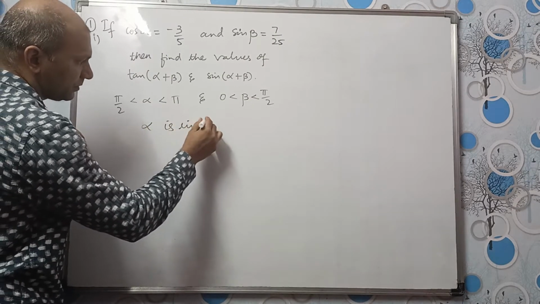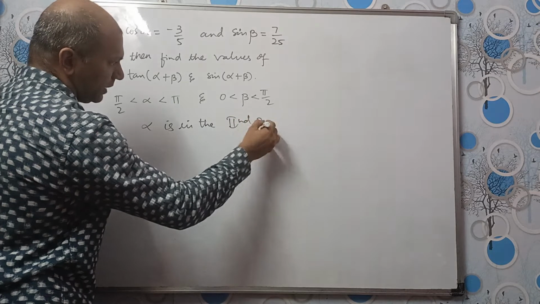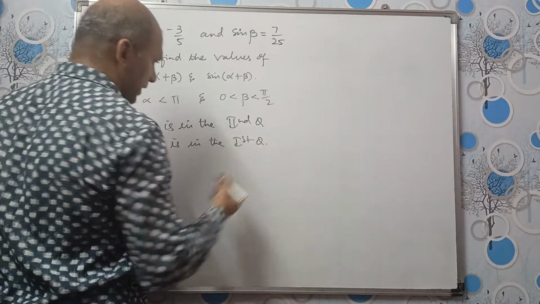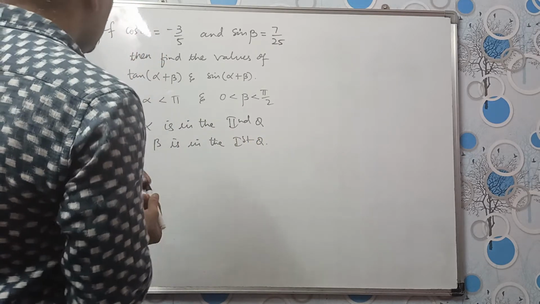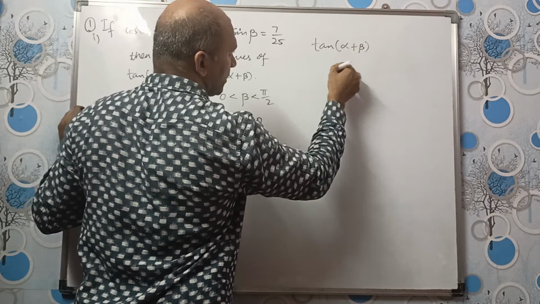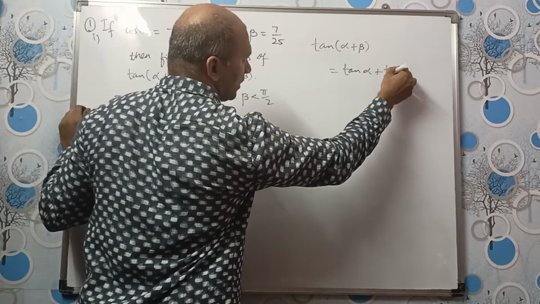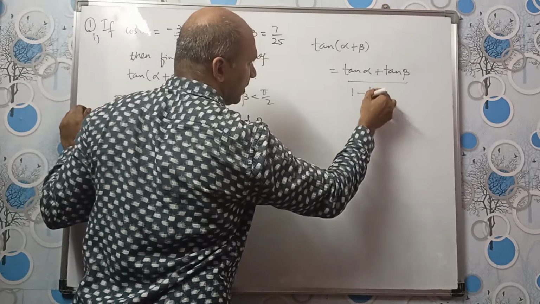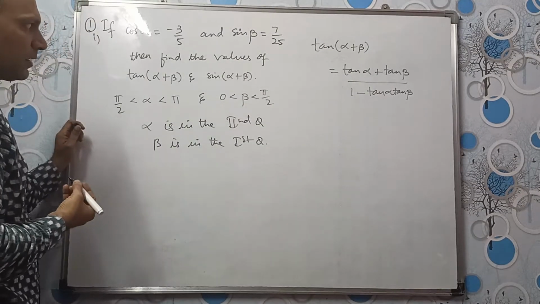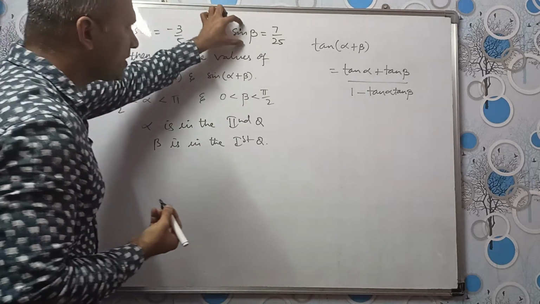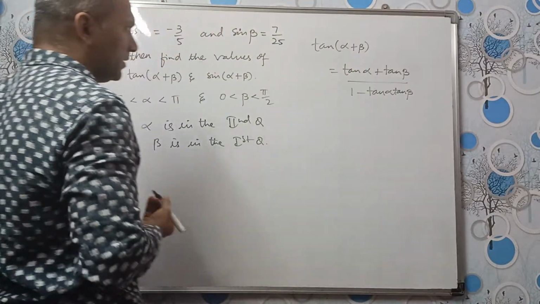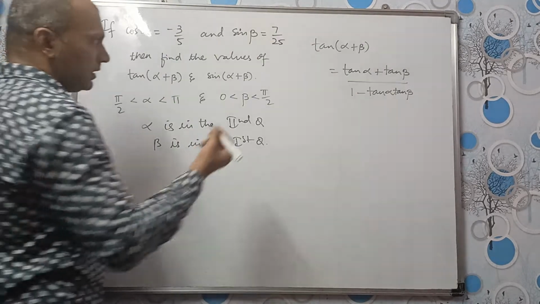Alpha is in the second quadrant. Beta is in the first quadrant. We need to find tan alpha plus beta. What is the tan alpha plus beta formula? Tan alpha plus tan beta divided by 1 minus tan alpha tan beta. We are given cos alpha and sin beta. Using cos alpha and sin beta, can we find tan alpha and tan beta? Yes, we can find.